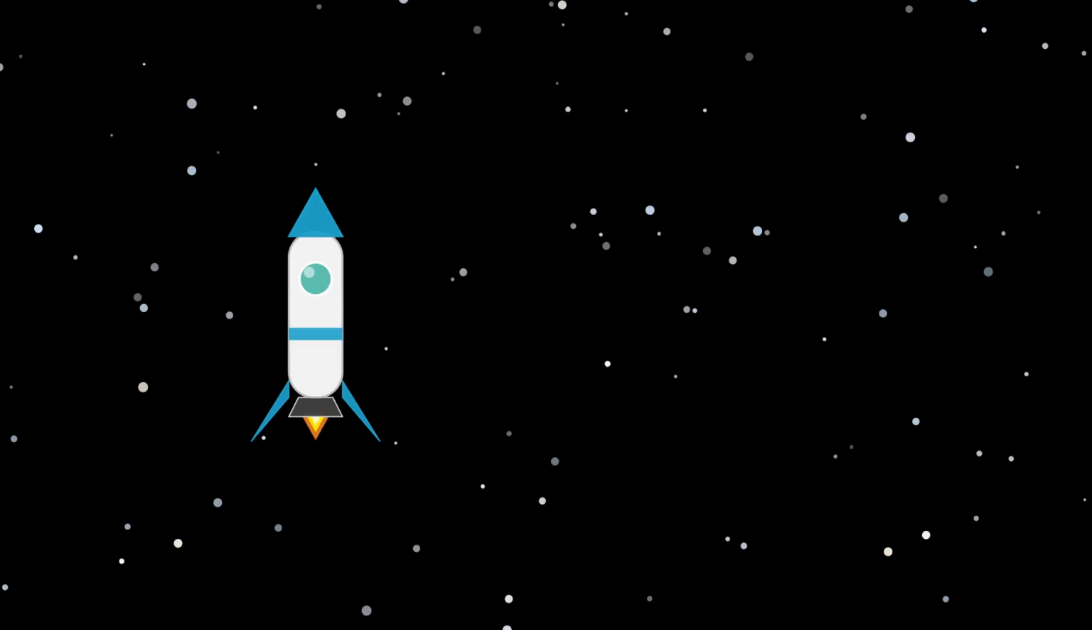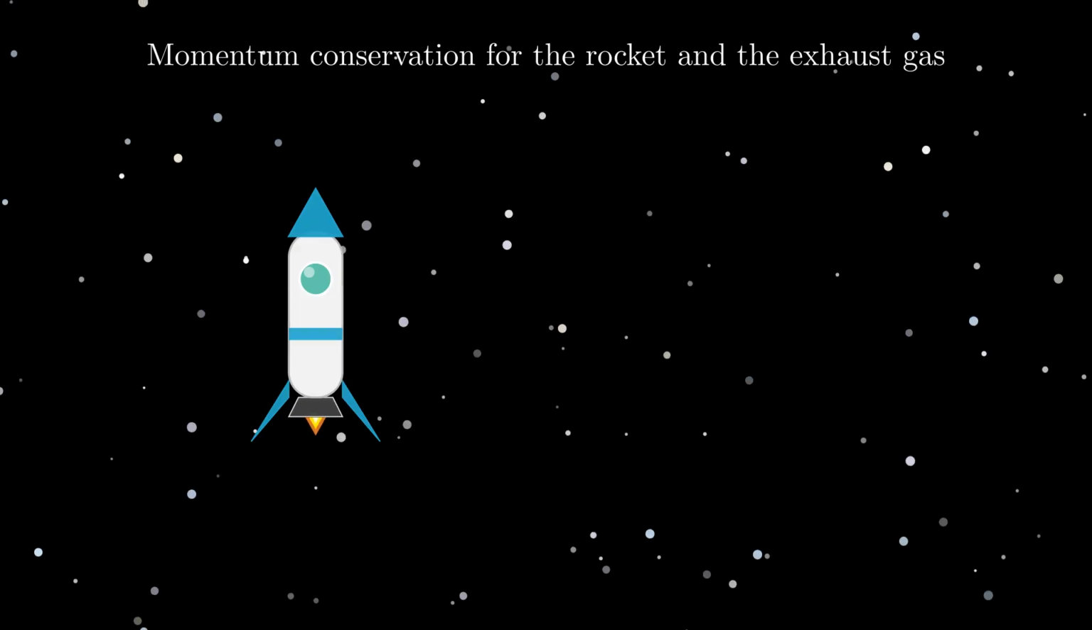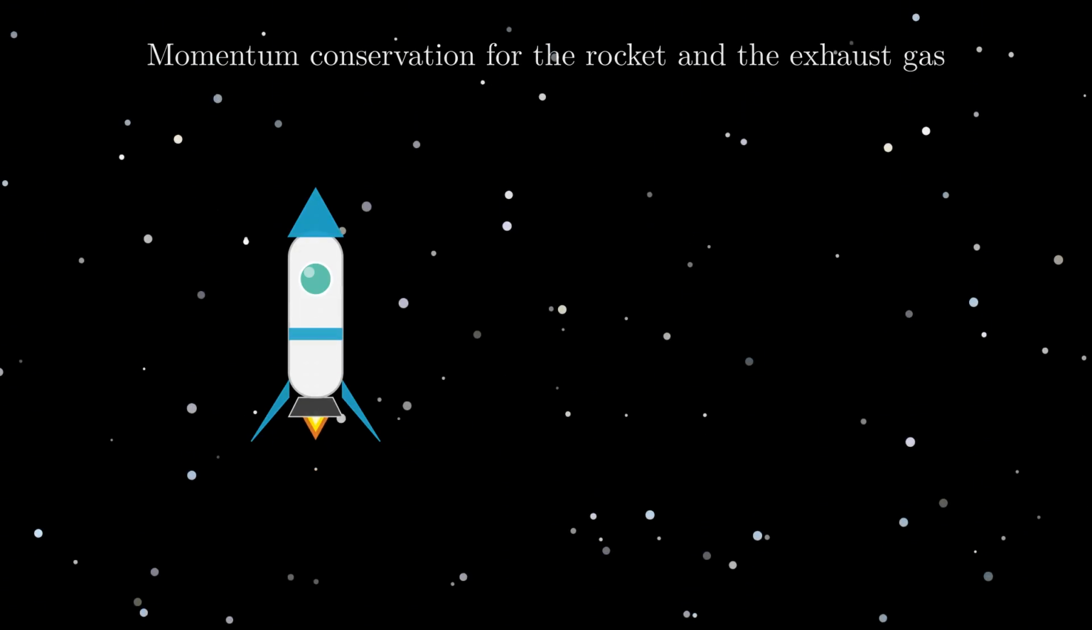To derive this equation, we will apply the principle of conservation of momentum to the system consisting of the rocket and the exhaust gas. Let us observe the rocket at a particular instant. At this moment, the mass of the rocket is m and it moves with a velocity v. Therefore, the initial momentum of the system is P initial is equal to m into v. This represents the momentum of the entire rocket before any gas is expelled during the small time interval we are about to consider.